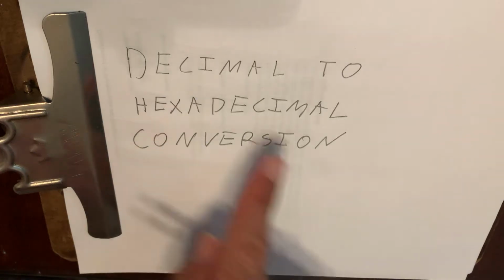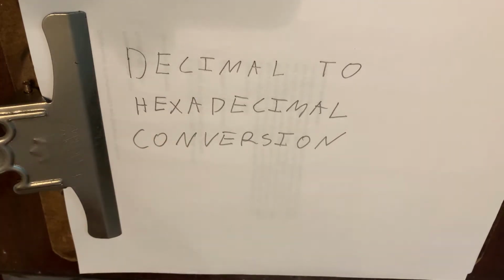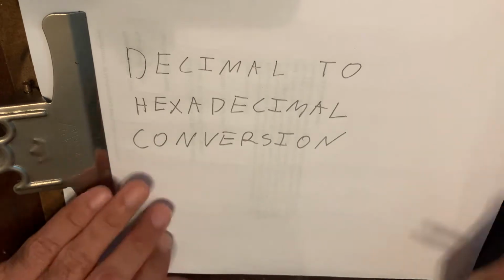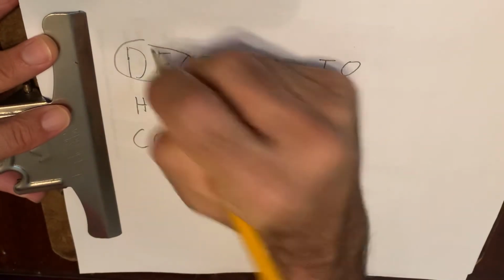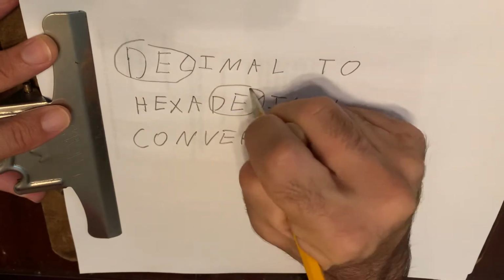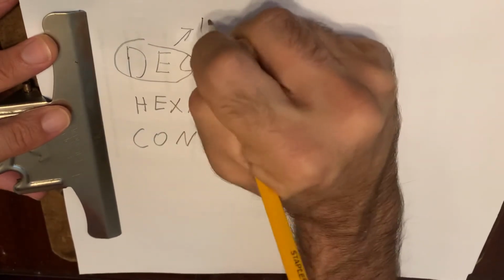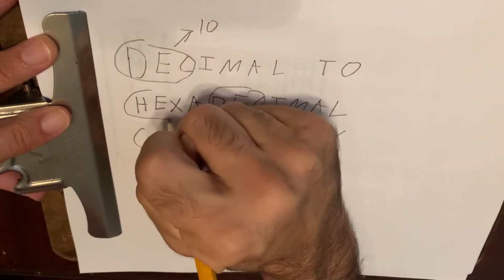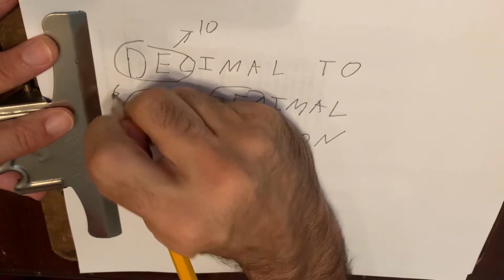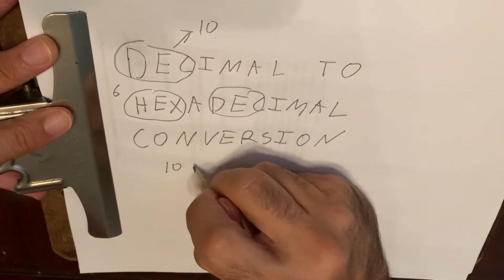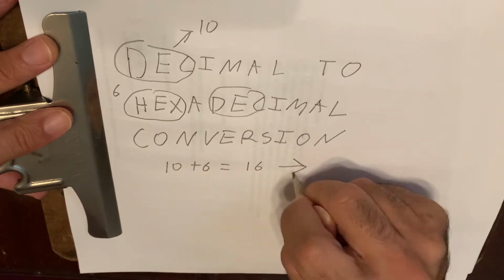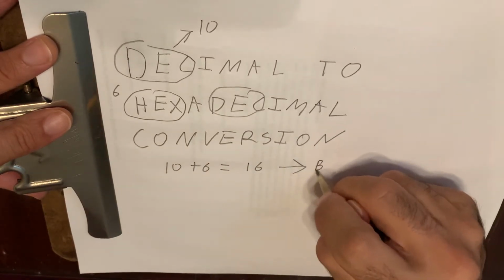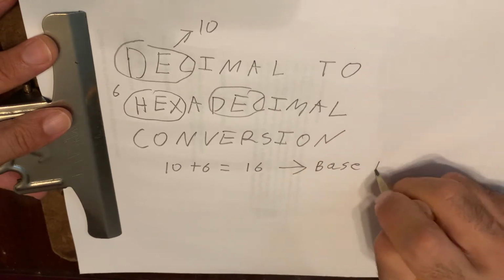Today, we will learn how to convert decimal numerals into hexadecimal numerals. The prefix "dec" means 10, and "hex" means 6. So 10 plus 6 equals 16, and this tells us that hexadecimal is base 16.